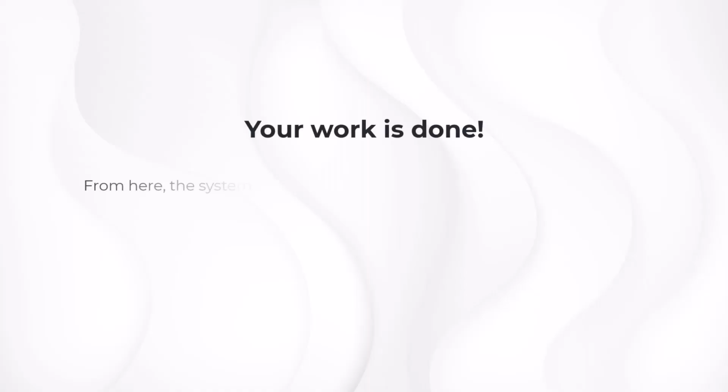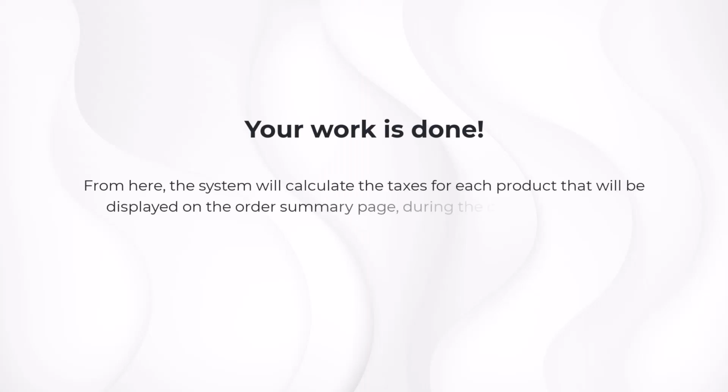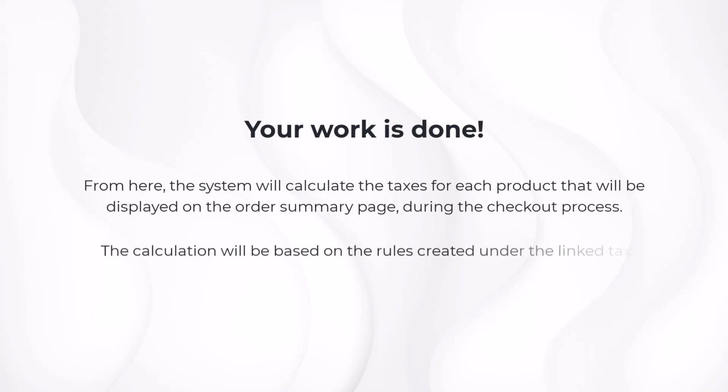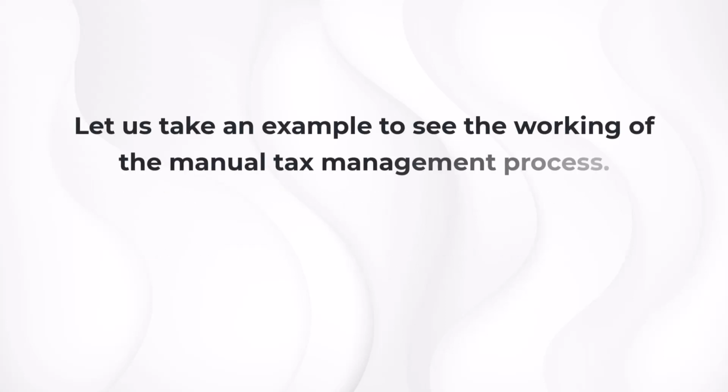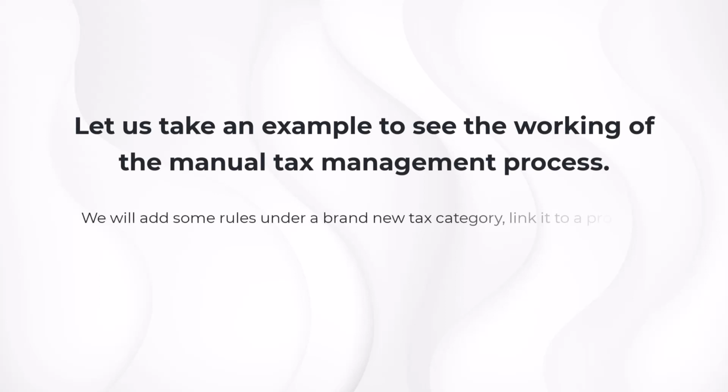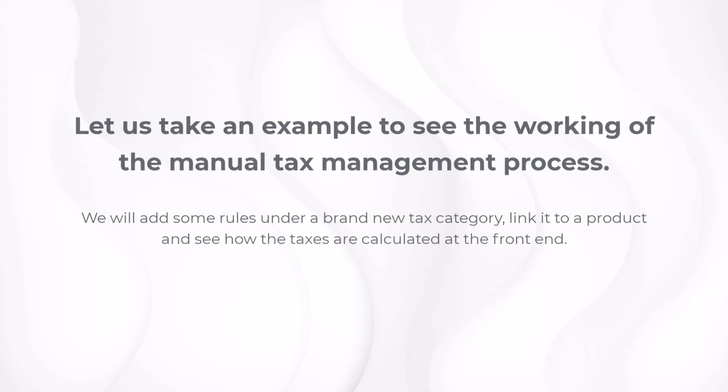Once done, the system will then help calculate the sales tax of each product, which will be displayed on the order summary page. The calculation of the taxes will be based on the rules set up under the tax category. Now that you know how to create the tax rules and link the tax categories to the respective products, let us take an example to see the working of the tax module by creating multiple tax rules for a tax category and link it to a product.